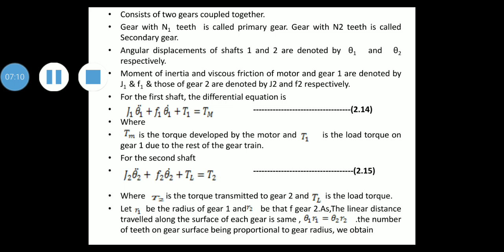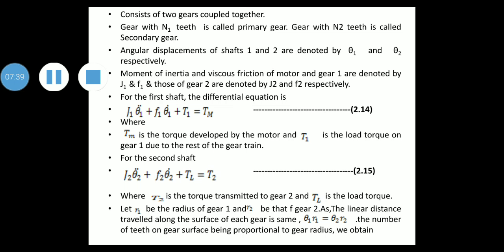This Tm is the torque developed by the motor and T1 is the load torque on gear 1 due to the rest of the gear train. For the second shaft, J2 theta 2 double dot plus F2 theta 2 dot plus TL is equal to T2. These two equations are taken as equations 2.14 and 2.15, where T2 is the torque transmitted to gear 2 and TL is the load torque.